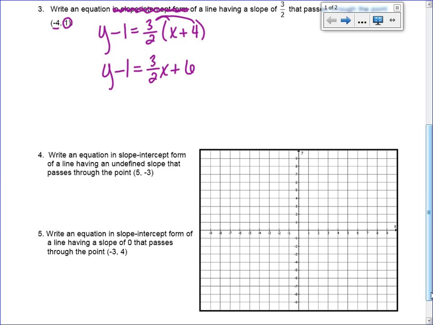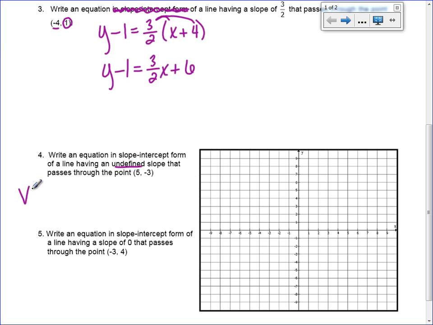So number 4 and number 5 ask you to write the equation of a line that passes through the point. There is a graph there just in case you want to graph it and then write your equation. We could graph it first, or you could ignore the graph altogether. So number 4 says write an equation in slope-intercept form of a line having undefined slope that passes through the point 5, -3. Well, undefined slope. The first thing you're going to have to ask yourself is undefined slope means what?